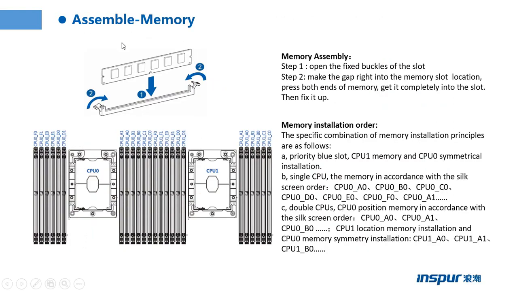The memory assembly. Step 1. Open the fixed brackets of a slot. Step 2. Make the gap line up with the memory slot location. Press both ends of the memory. Get it completely into the slot, then fix it up.